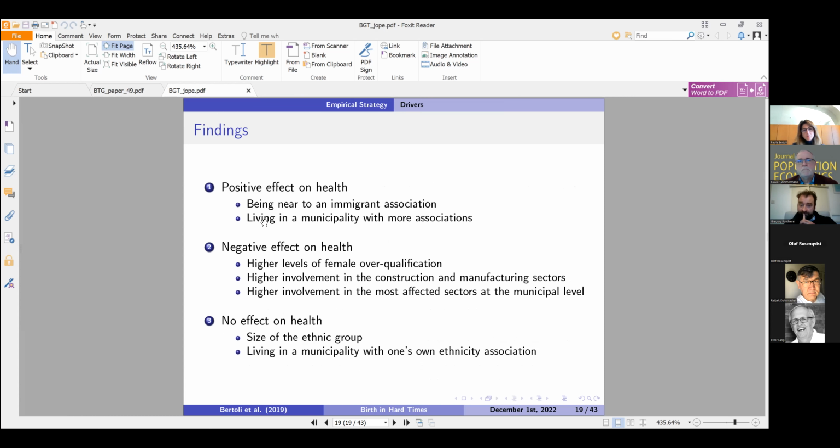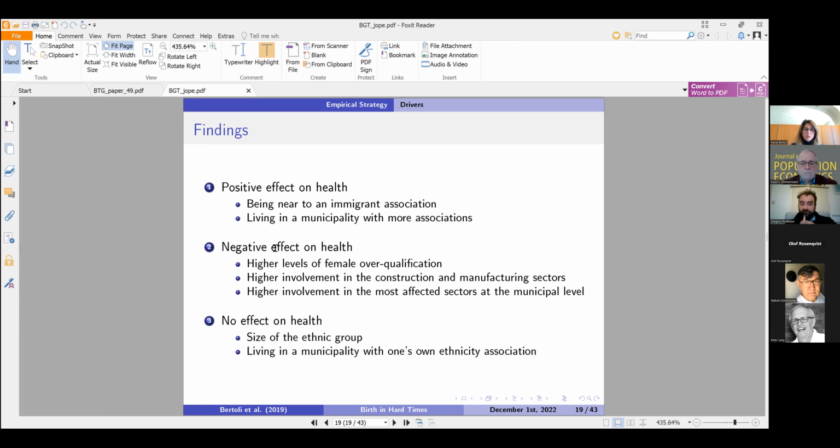And what we learn is basically that being near to an immigrant association, or living in a municipality with more associations, helps to dilute the effect of the Great Recession.